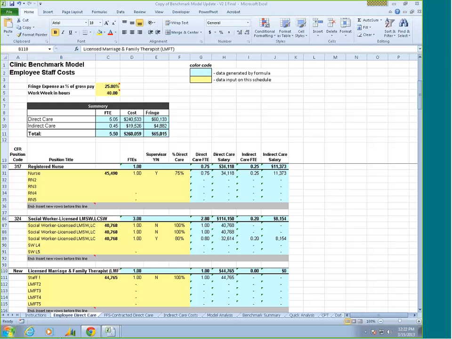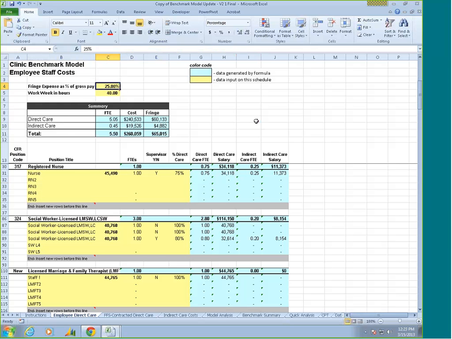As all of our models are set up, the yellow areas are input areas and the blue areas are generated by formula. In this case, we're taking a look at our employee staff. The first input, which is required, is the fringe expense as a percentage of gross pay. That's defined as a percentage derived by dividing total mandated and non-mandated fringe benefit costs into your personal services costs.